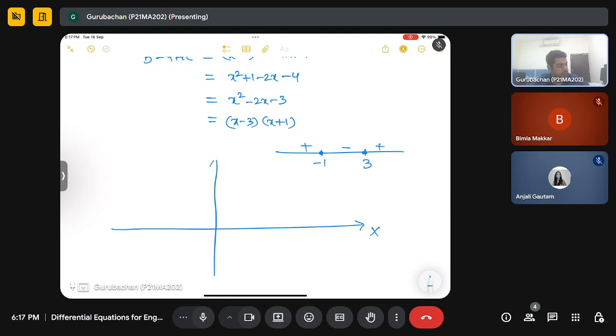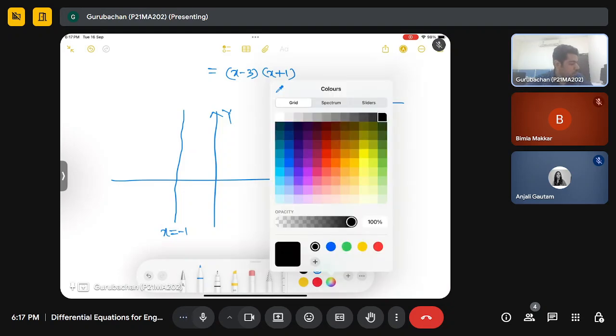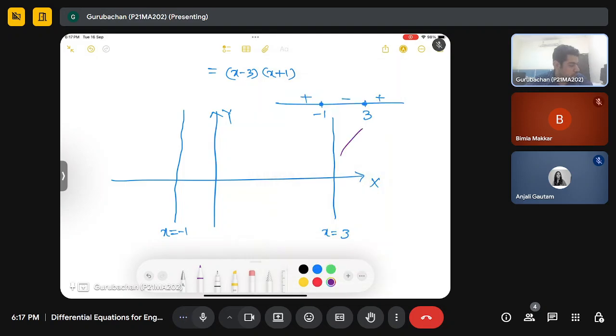So this is the x-axis, this is the y-axis. x equal to -1, that is this line, and x equal to 3, this one. So let us denote these regions in a particular way. For hyperbolic I am using this one. So this one is your hyperbolic, this one and this one, hyperbolic.